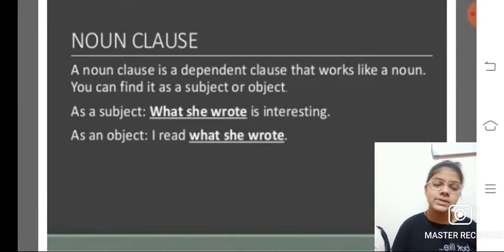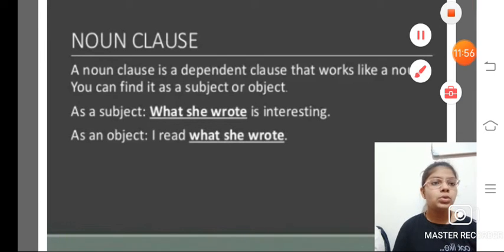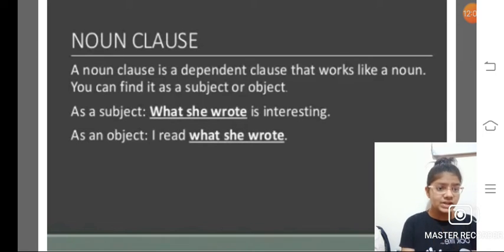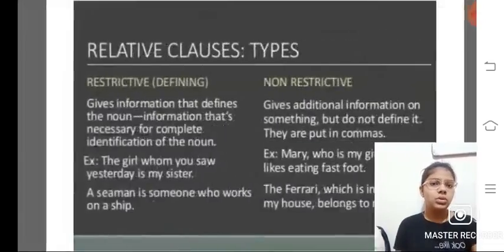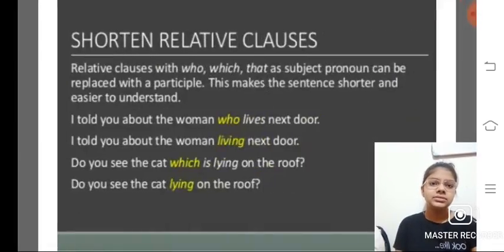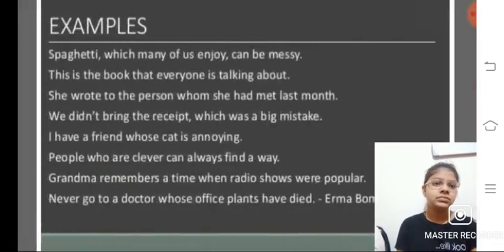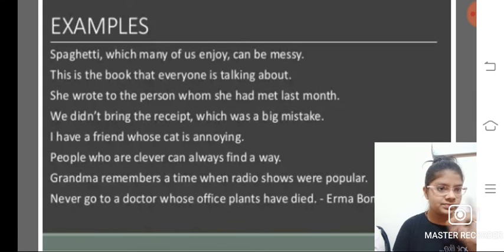Okay, now let's move to noun clause. We know that this is lecture 1, right? Because it is lecture 1, we are just up to here. The remaining ones are noun clause and relative clause. We will learn them in the next lecture.